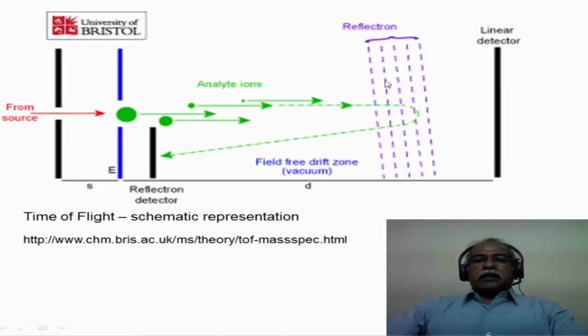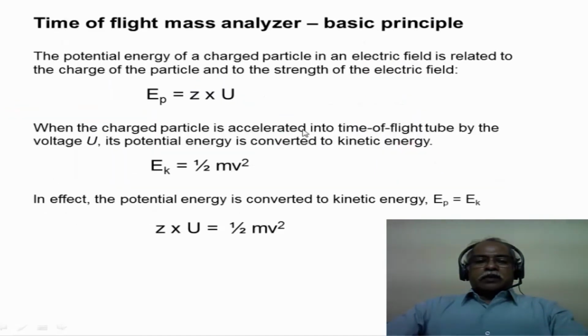However, in a reflectron mode, you have the electric field applied here, so that the ions get deflected and are sent back into another field free zone under vacuum, so that in the reflectron detector it is detected. In other words, to ensure the same kinetic energy of the various ions, this particular methodology is adopted. This is called the reflectron technology, and it ensures the higher resolution of the spectrum that you see in certain MALDI spectrometers.